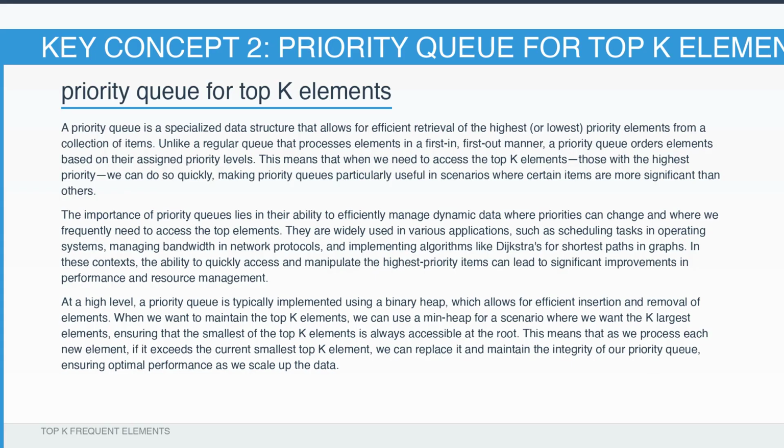Typically, a priority queue is implemented using a binary heap, which allows us to insert and remove elements efficiently. When focusing on the top k elements, we can utilize a min heap, keeping track of the smallest element among the top k. If a new element comes in that is larger than this smallest element, we replace it. This dynamic approach ensures we always maintain access to our top k elements, optimizing performance as our data scales.